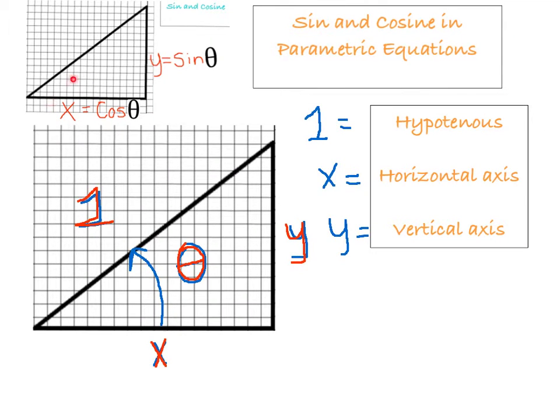Now, remembering that x equals cosine theta and y equals sine theta, now I'll explain to you sine and cosine in parametric equations. Remember, when we have a triangle, there's always a hypotenuse. And for projectiles, this hypotenuse will always equal 1. And x will be the horizontal axis, and y will equal the vertical axis. This symbol here represents this angle, and it is called theta, a Greek symbol.